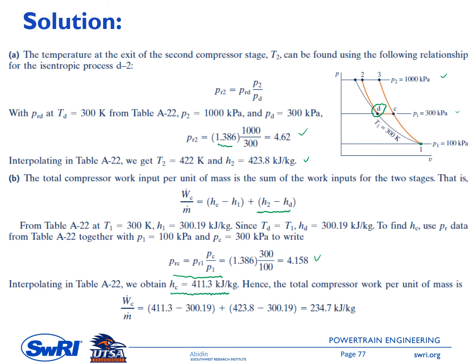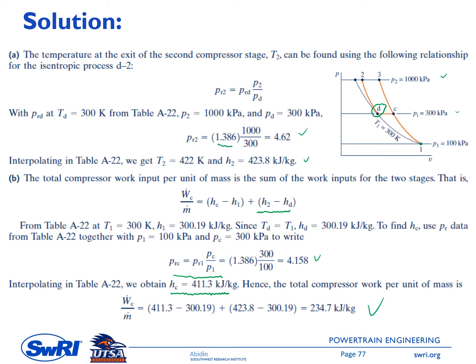This is 411.3 kilojoule per kilogram. Okay, so you have H1, you have H2, and then Hd, you also have it because the temperature at d equals the temperature at 1, so Hd equals H1. Okay, so you will get the required compression work with the two-stage compressor here. So it is 234.7 kilojoule per kilogram.